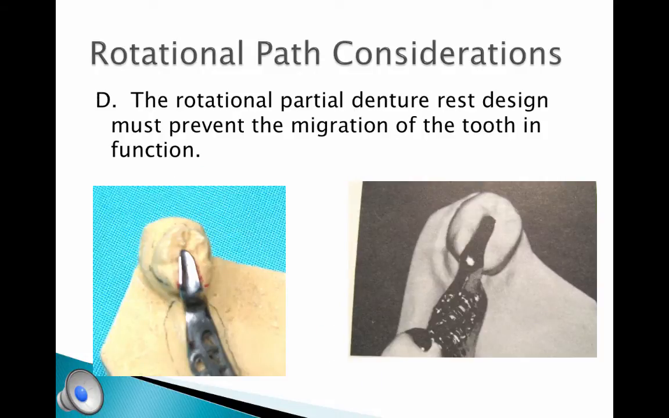Notice the design of the rest for the rotational path RPD. It must prevent the migration of the abutment tooth when the partial denture is in function and when that edentulous area is loaded. It does this by extending all the way up to the distal fossa. The tooth cannot tip because it is being held in place by the distal aspect of this rest.